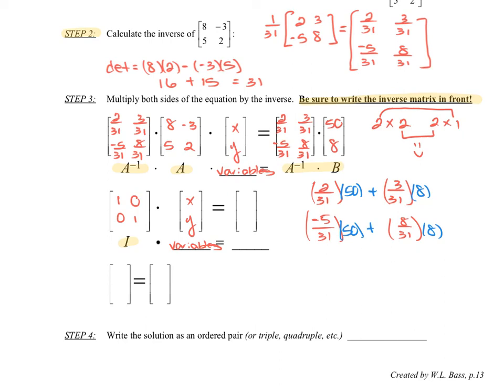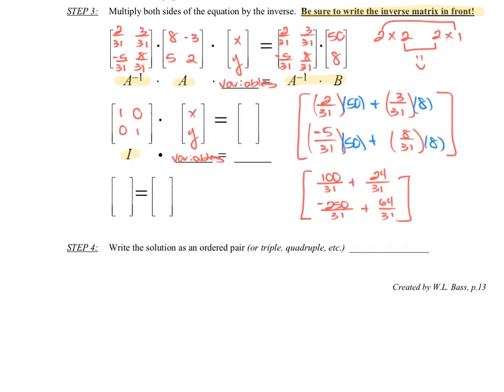So now as I work through that arithmetic, I'm going to put my brackets around here. That might help us. So as I put my brackets here, if I just go through and do this multiplication, what I would end up with is 100 over 31 plus my 24 over 31 and my negative 250 over 31 plus my 64 over 31. Okay, slide this up a little bit for us.